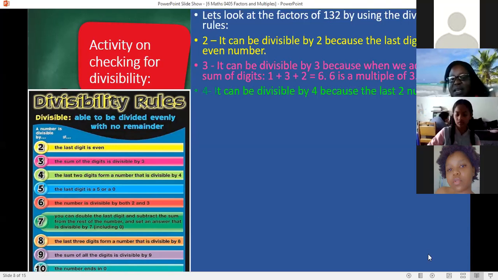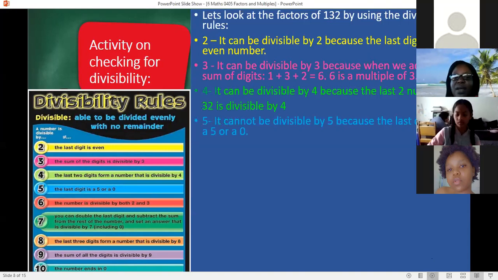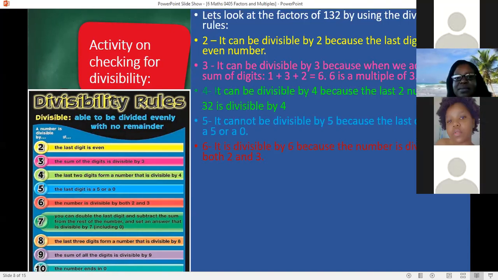And then we check, is 5 a factor of 132? What does the rule of 5 say? It says that the last digit must be a 5 or a 0. And then we check 132: is the last digit 5 or 0? No, it is not. So what does this mean? This means that 5 is definitely not a factor of 132. You see how we do it?